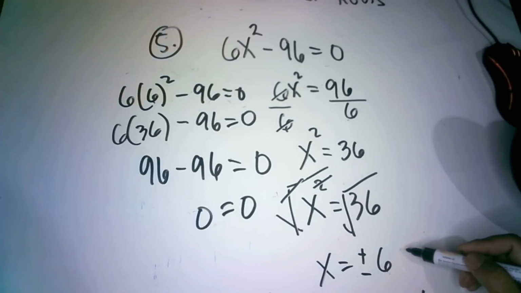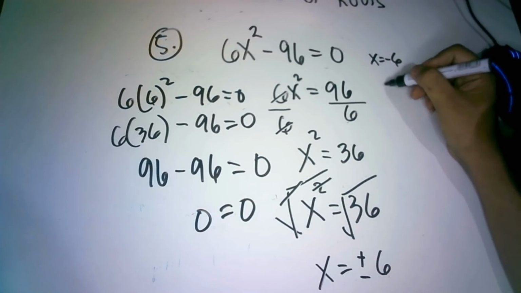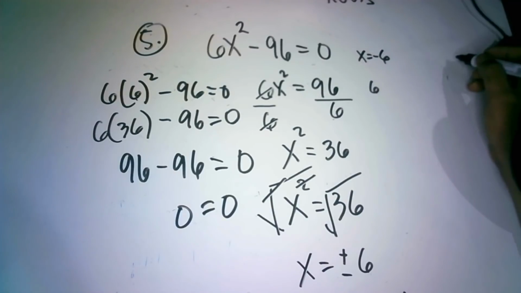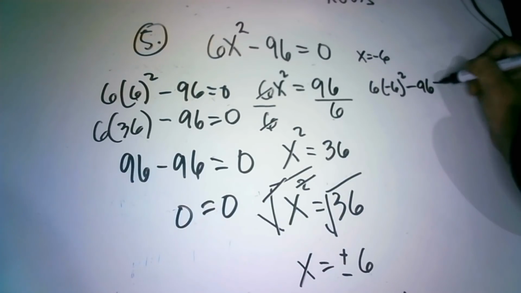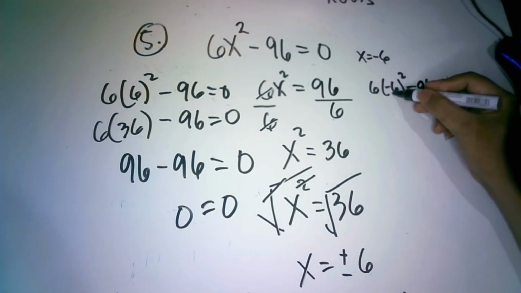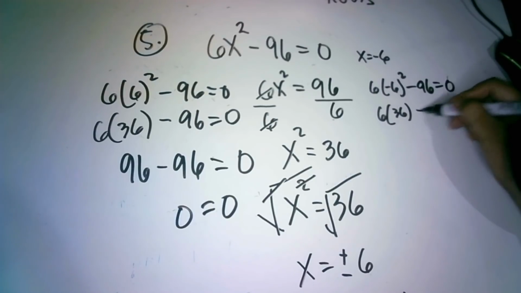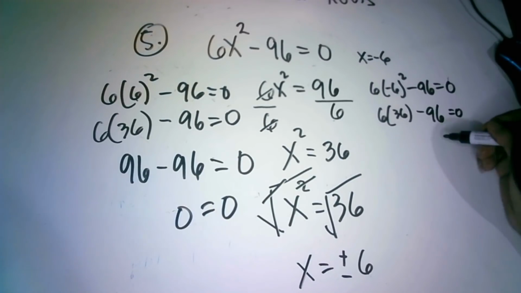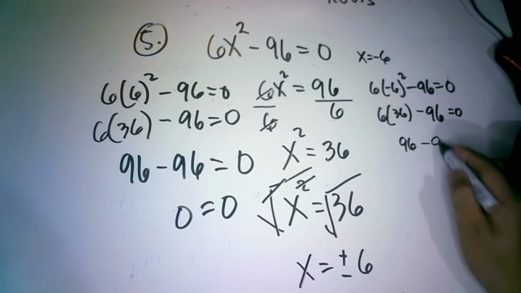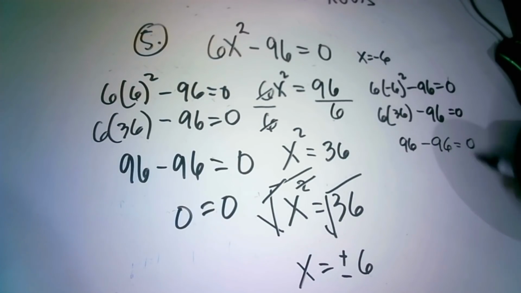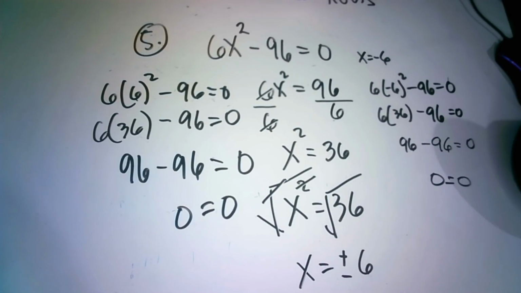How about x equals negative 6? It becomes 6 times negative 6 squared minus 96 equals 0. If that is the case, negative 6 times negative 6, because the exponent is 2, becomes positive 36. So 6 times 36, it becomes 96 minus 96 equals 0. 0 equals 0. So, our answer is correct.